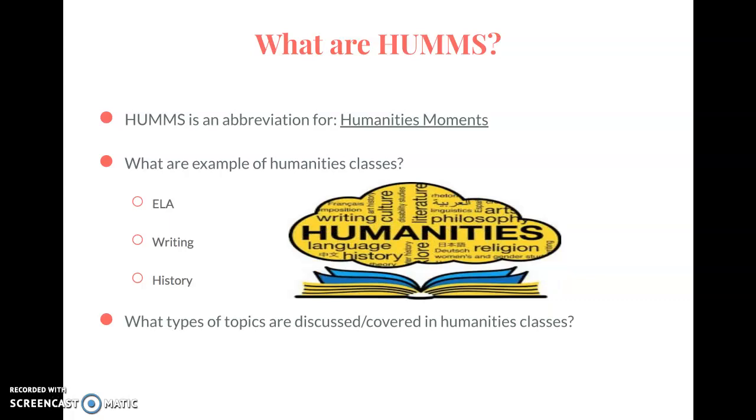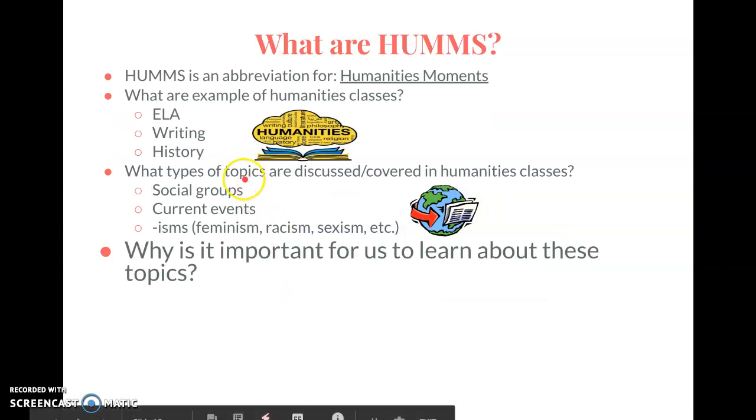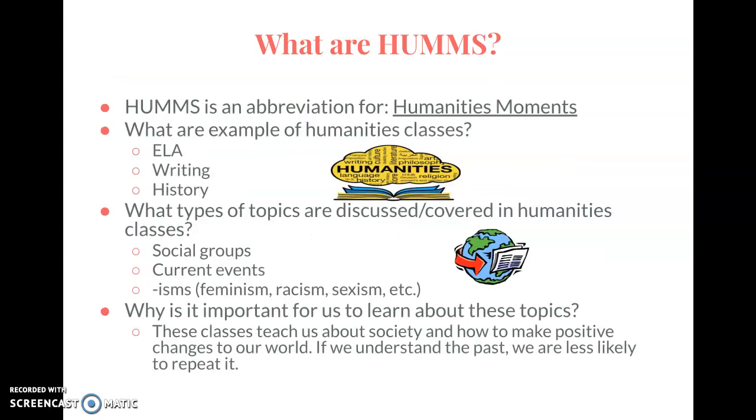And I want us to think, what type of topics are discussed or covered in humanities classes? Those might be information about social groups, current events even, some of the isms, so where we think of feminism, racism, sexism, classism, all of those topics that we've covered in my class specifically are covered in humanities classes. And I want you to ask yourself, why is it important for us to learn about these topics? If I was going to answer that question, I would say these classes teach us about society and how to make positive changes to our world. If we understand the past, we are less likely to repeat it.